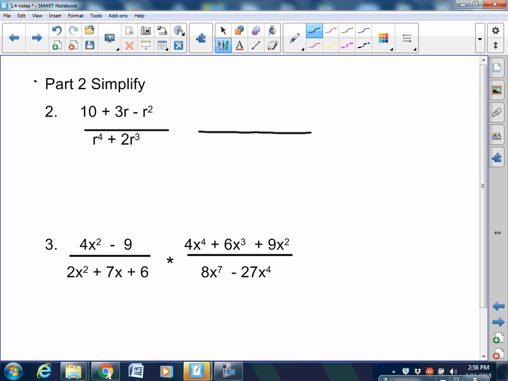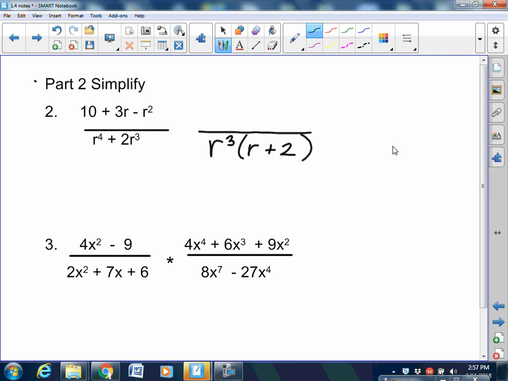They just took the shortcut and saw that there was an r to the second here and an r to the fourth, and they just started canceling out. But you can't cancel out because you have to factor first, right? You have to factor first. So let's do the bottom first. What's the greatest common factor between those two terms? R to the third. And what do we have left? R plus 2.